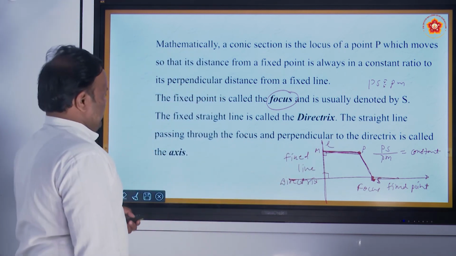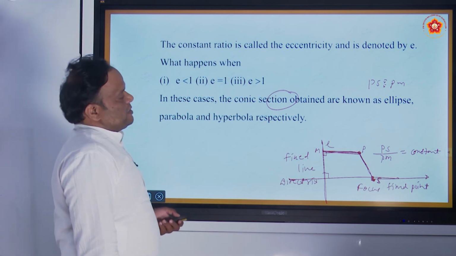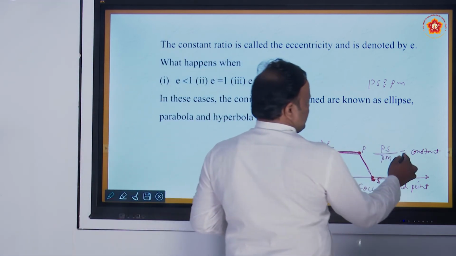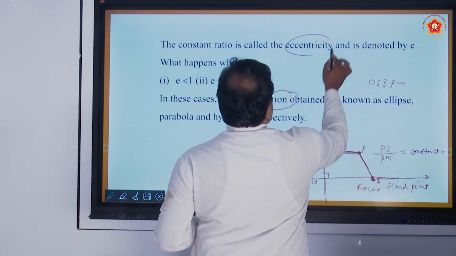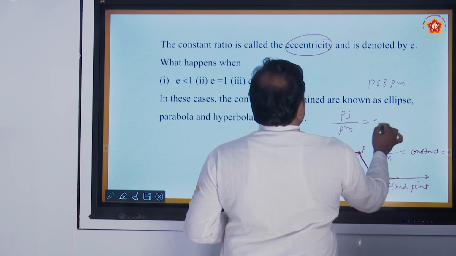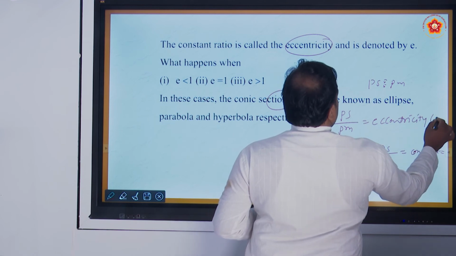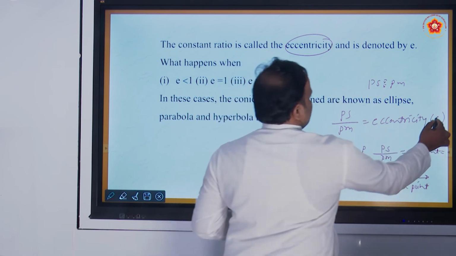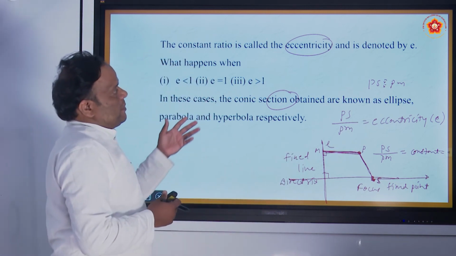Let us see. What is the constant ratio? This is called the eccentricity. That is, PS by PM is called the eccentricity, normally denoted by small e. The constant ratio is called the eccentricity and denoted by e.